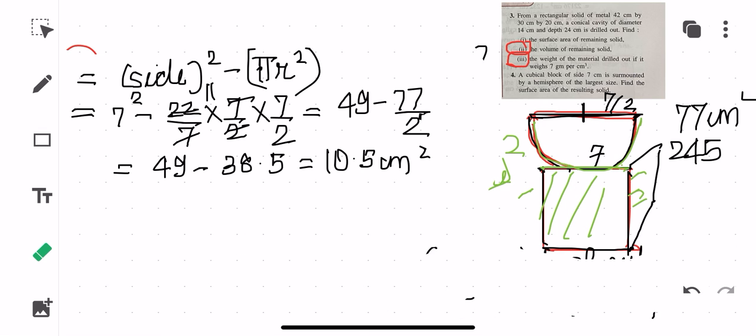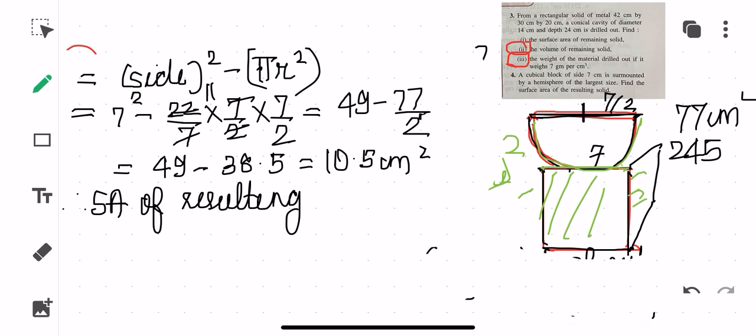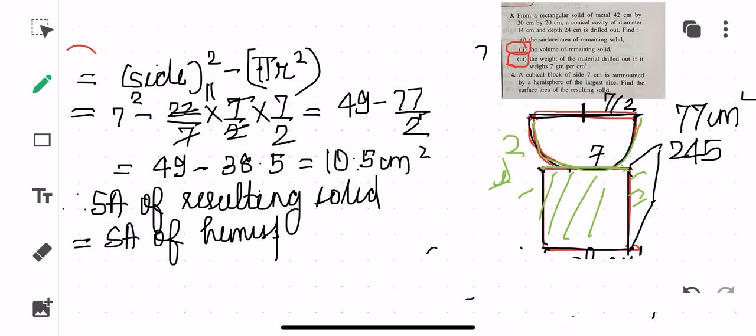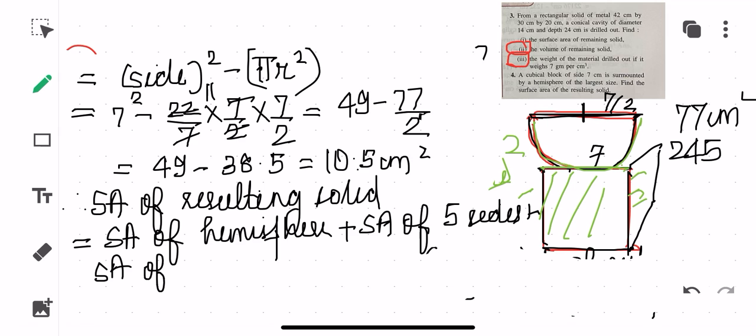Therefore, surface area of resulting solid, write down. Therefore, surface area of resulting solid is equal to, you will be writing SA of hemisphere plus SA of the 5 sides plus surface area of top of cube.